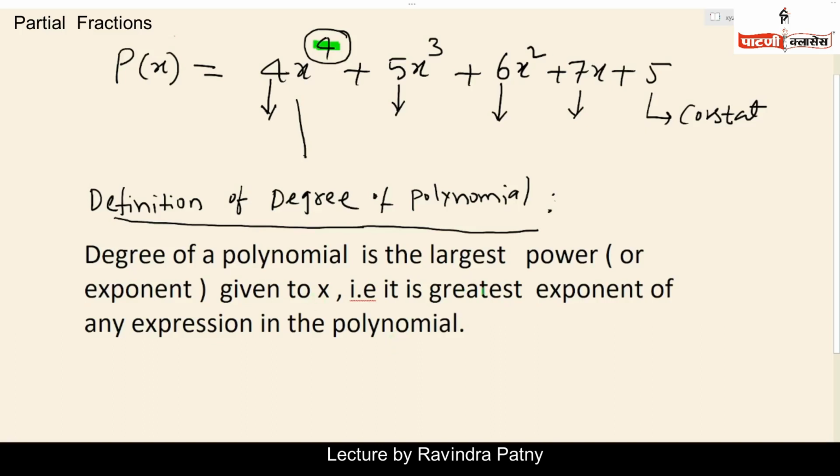So the degree of a polynomial is the largest power given to x, that is, the greatest exponent. Exponent means power or index. So it is the greatest exponent of any expression in the given polynomial. In this given polynomial, the greatest power is 4. Therefore, we say the degree of the polynomial is 4. So it is a fourth degree polynomial.